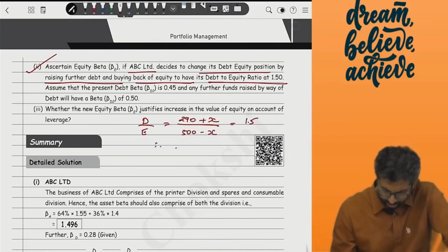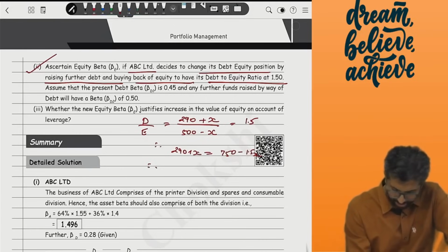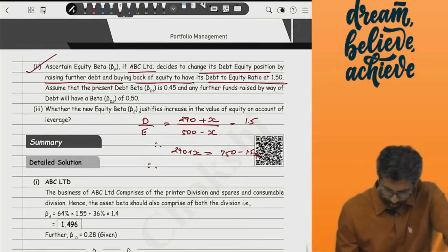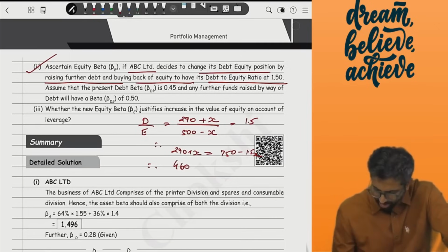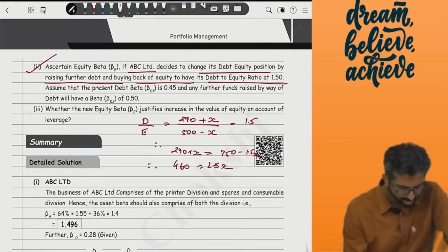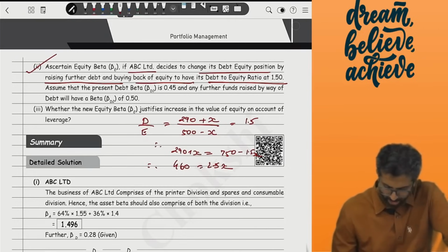If I solve this, 290 plus X equals 1.5 into (500 minus X), that is 750 minus 1.5X. If I take 750 to the other side, minus 290 comes to 460, and over here 1.5X, so this is equal to 2.5X. Divided by 2.5 comes to 184. So I am going to raise 184 worth of new debt.